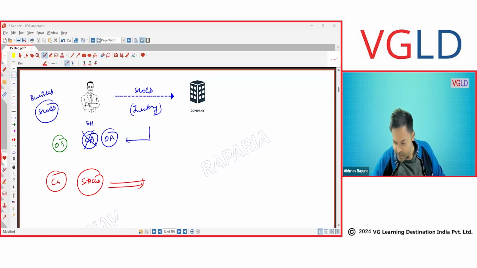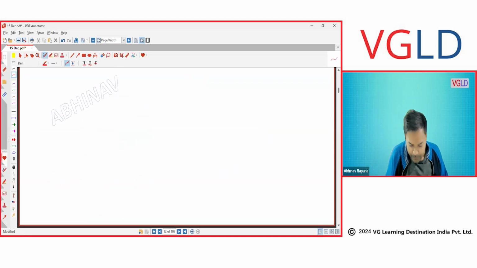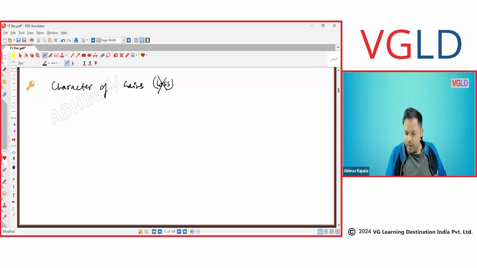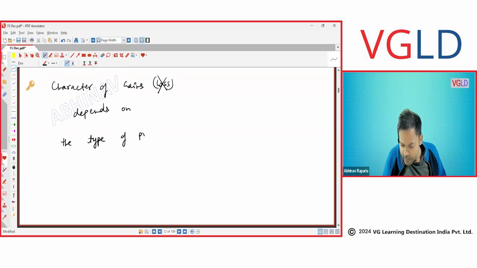I'm just writing a clarificatory note here. Character of gains. Obviously gains, because losses are not possible. So character of gains depends on the type of property contributed.